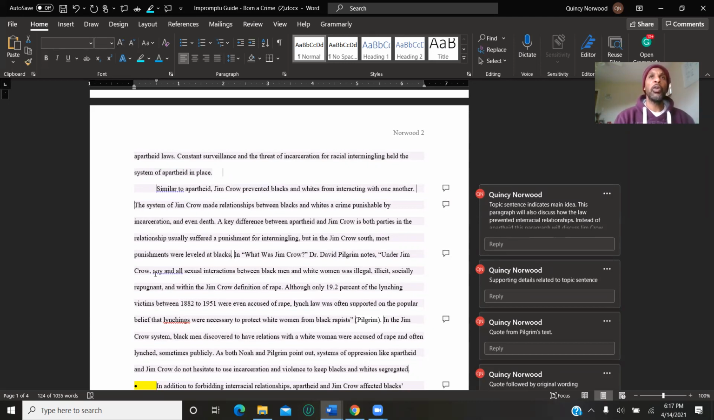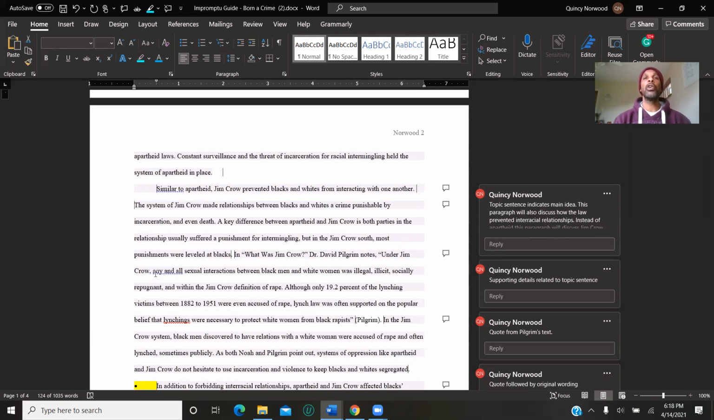The system of Jim Crow made relationships between blacks and whites a crime, punishable by incarceration and even death. The key difference between apartheid and Jim Crow is both parties in the relationship usually suffered a punishment for intermingling, but in the Jim Crow South, most punishments were leveled at blacks.